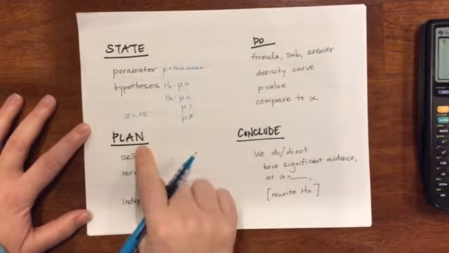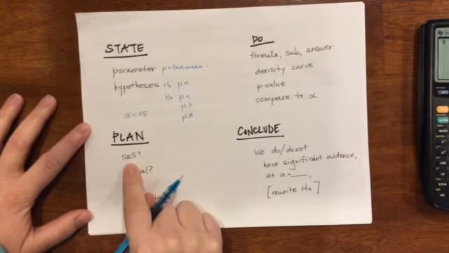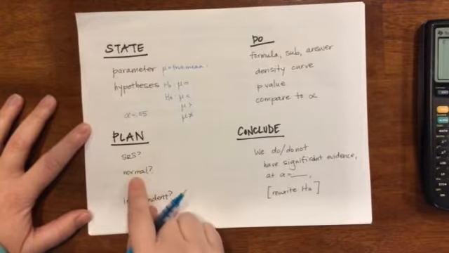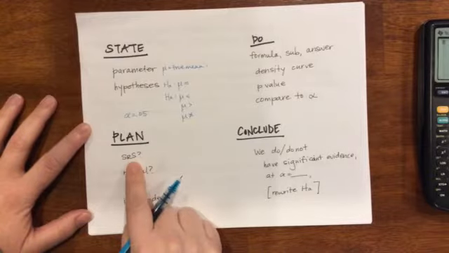Okay? When you plan out a problem, you want to check these three conditions. Was the sample collected at random? Was the sample distribution approximately normal? And were the samples considered independent samples? So SRS, usually it'll say it in the problem. If not, you'll have to assume.